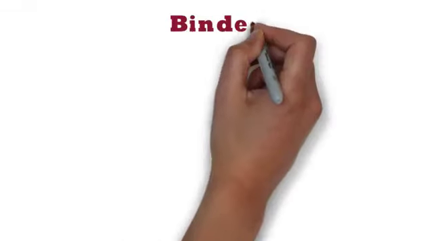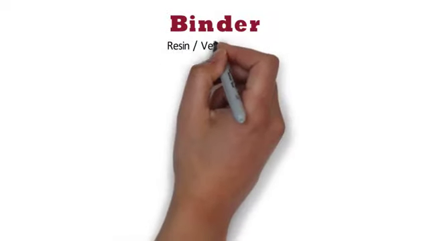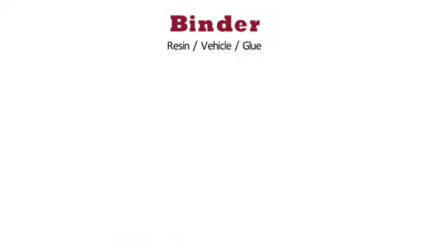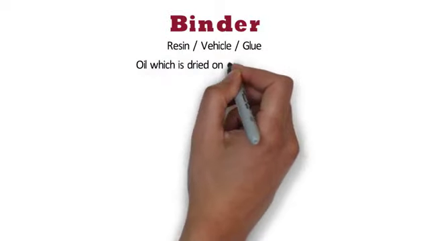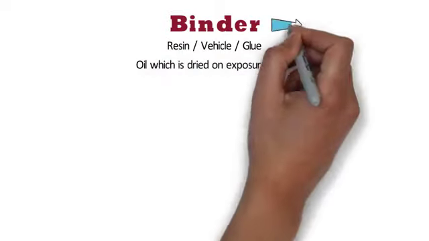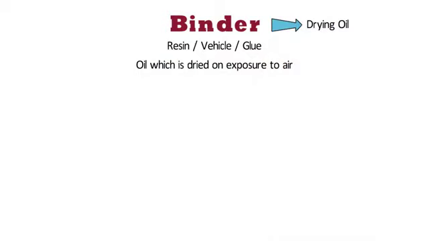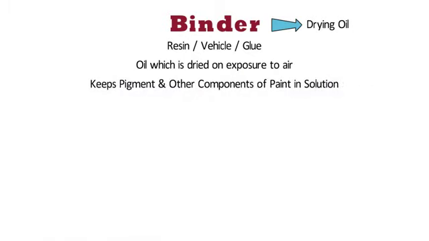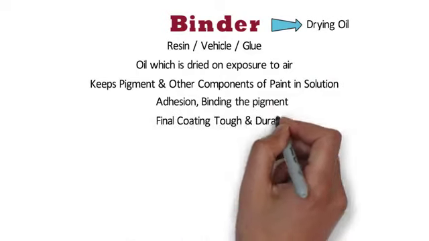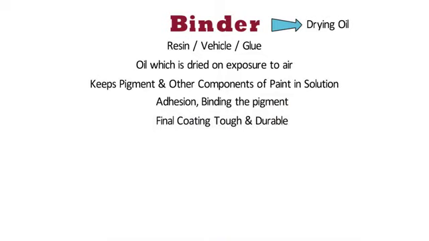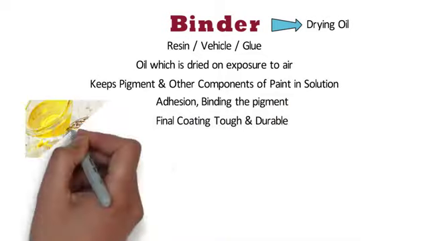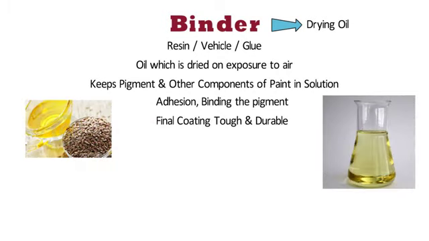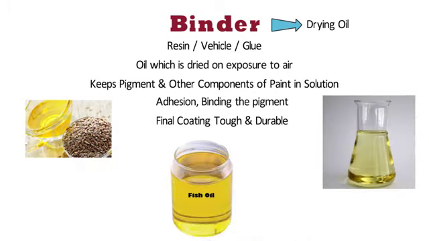Third component is binder. It is also known as resin or vehicle or glue. It is actually an oil which is dried on exposure to air. Hence it is also called drying oil. It has the capacity to keep the pigment and other components of the paint in suspension or solution. It is responsible for providing adhesion, binding the pigment, and also makes the final coating tough and durable. The most commonly used vehicle or drying oils are linseed oil, dehydrated castor oil, bleached oil, and fish oil.